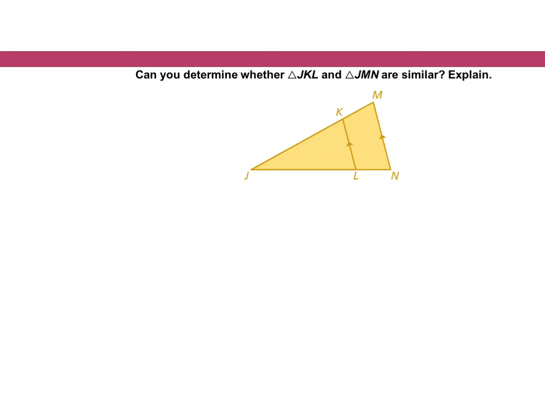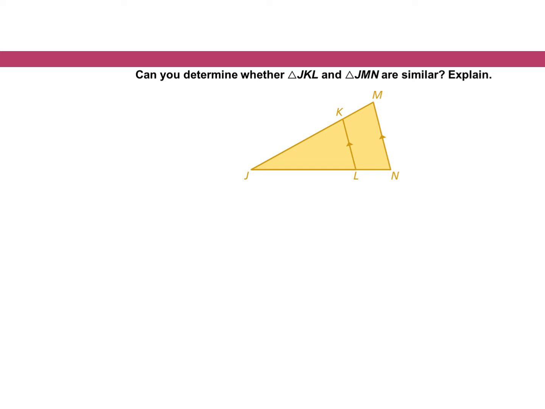Example 2 says, can you determine whether triangle JKL and triangle JMN are similar? Well, if you notice, in this triangle here, it looks like I have a big triangle and it's being cut by line segment KL. And notice they give us the notation for parallel lines. Okay, so because these are parallel lines, I know that I have congruent corresponding angles.